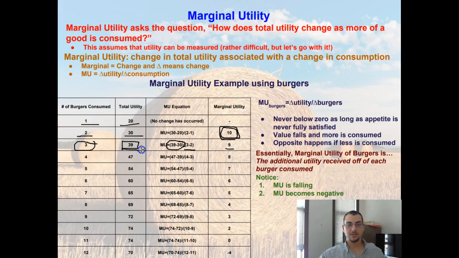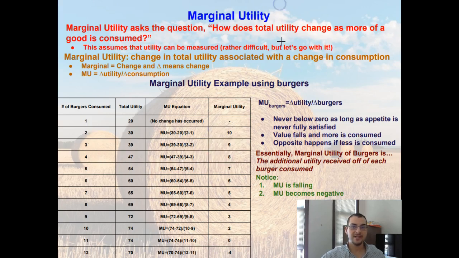Our total utility is still increasing, but now the amount of satisfaction we got off that third burger was not quite as much as the second. Now let's go ahead and increase the amount we consumed to 4 burgers. We go through all the equations again. We see that off of that fourth burger, we obtain 8 more units of satisfaction. Now, that's not quite as high as the third burger or even the second burger.